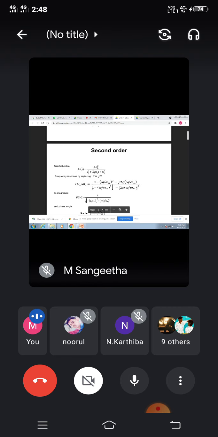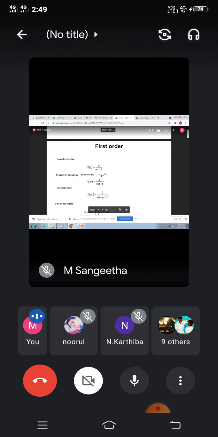Next we have to see the second order system, s power 2. Within this 2, we have 0, 1, 2. So three categories are there in the second order system. In the first order system, two categories are there: s power 1, and within that, s power 0 and s power 1 are present. Like the explanation, G of s equals K by tau s plus 1.